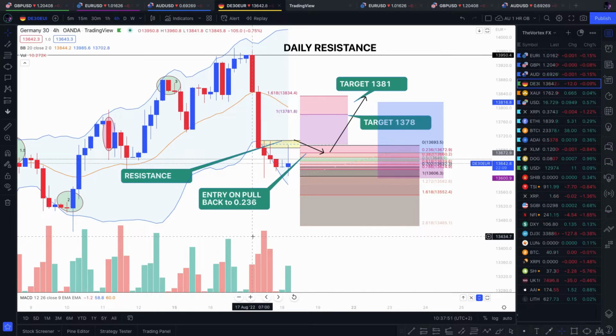I am the Vortex Trader and today we are on the DAX40 looking to get in on the 4-hour time frame. Let's get into it.